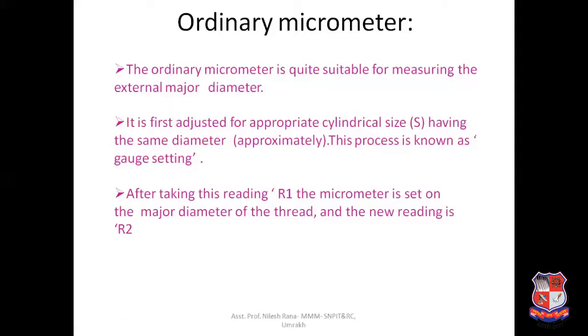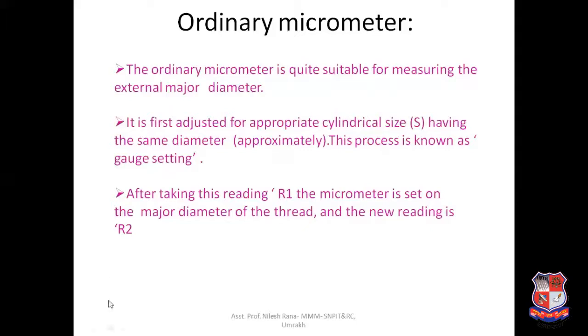and the slip gauges having the same dimension will be put into the micrometer, and I will note down the micrometer reading, R1. Then I will take the original screw which I am going to measure and place it in the screw thread micrometer gauge, and I will note the R2 reading. Then I will compare R1 and R2 both.